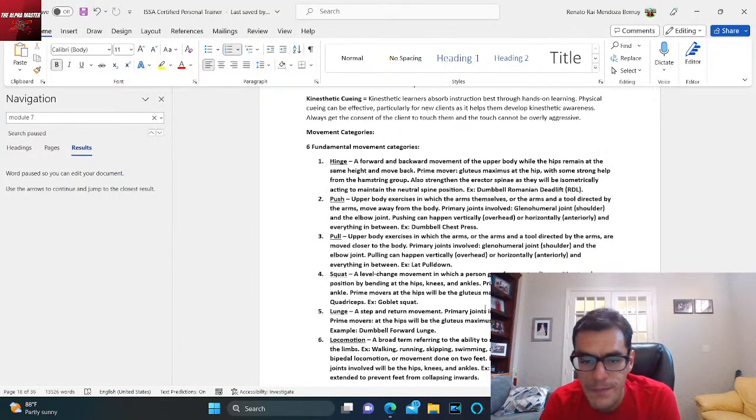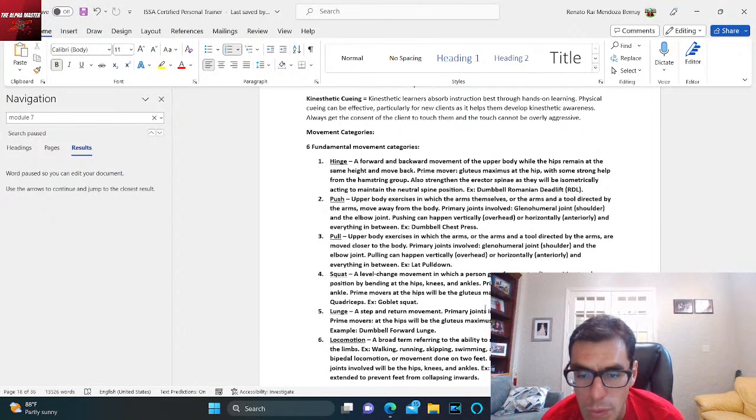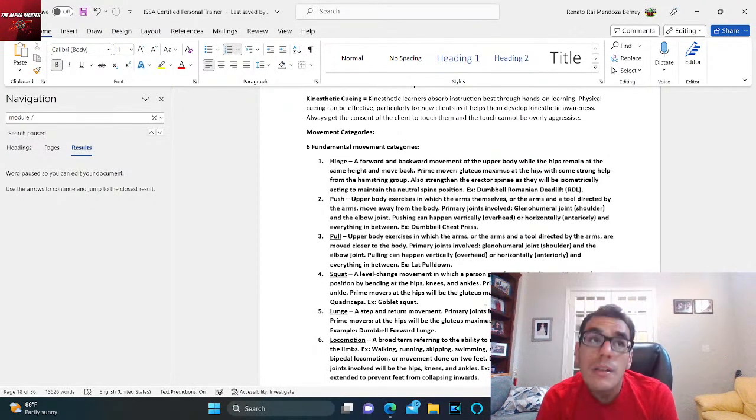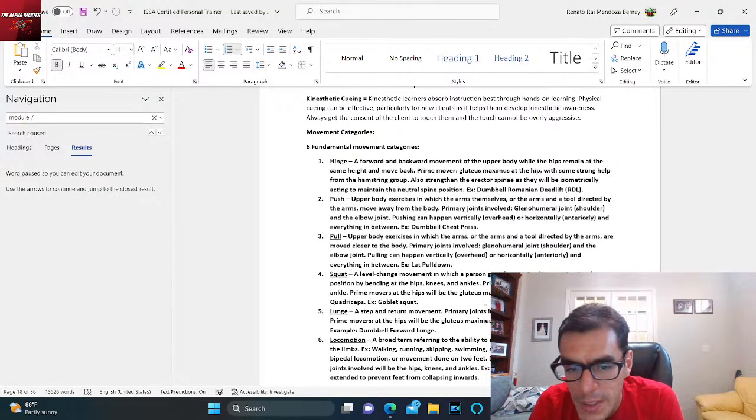And locomotion is going to be a broad term referring to the ability to move from one place to another using the limbs. Example is going to be walking, running, skipping, swimming, and crawling.